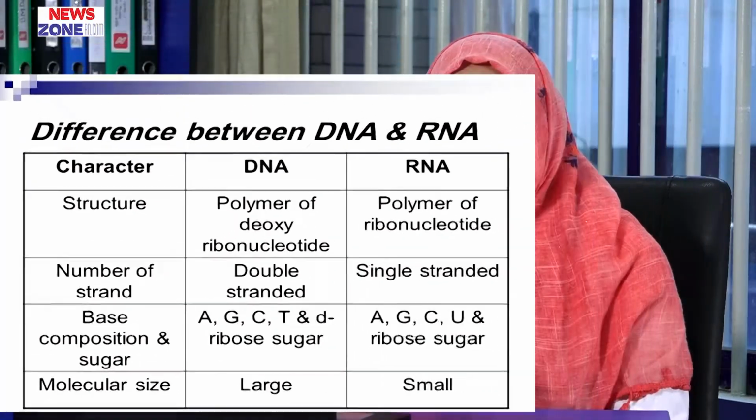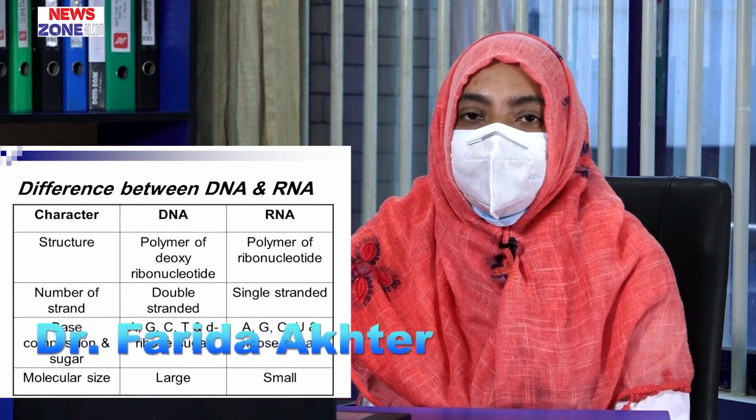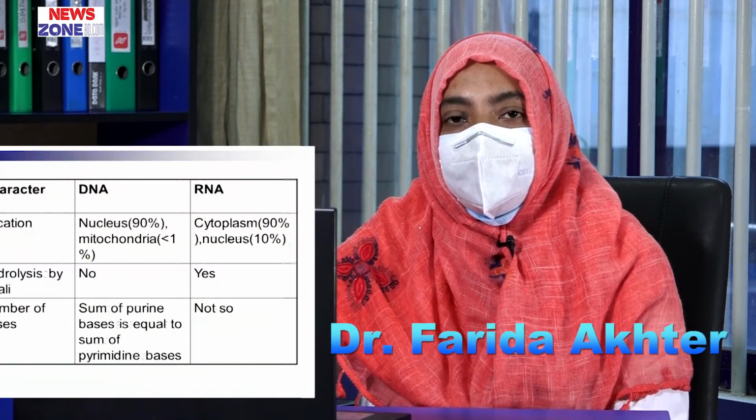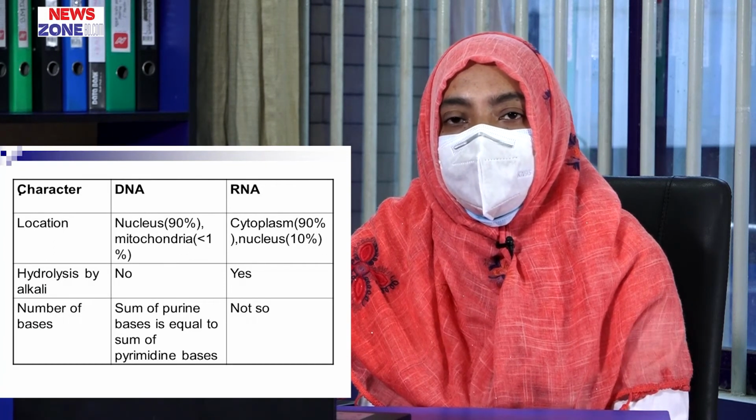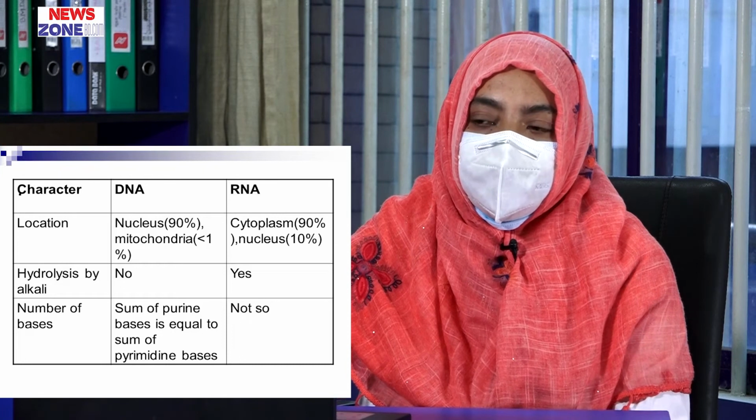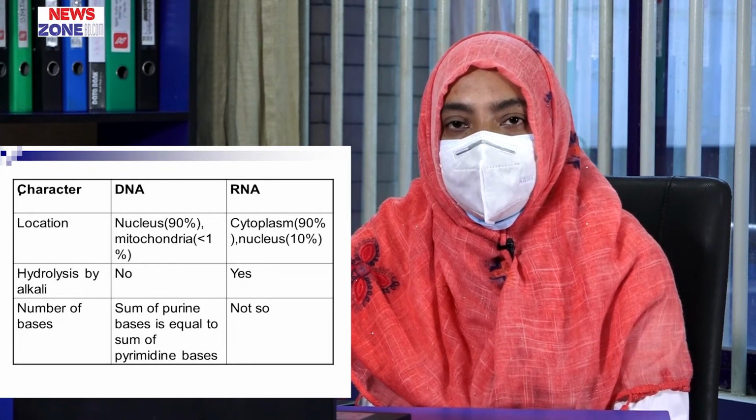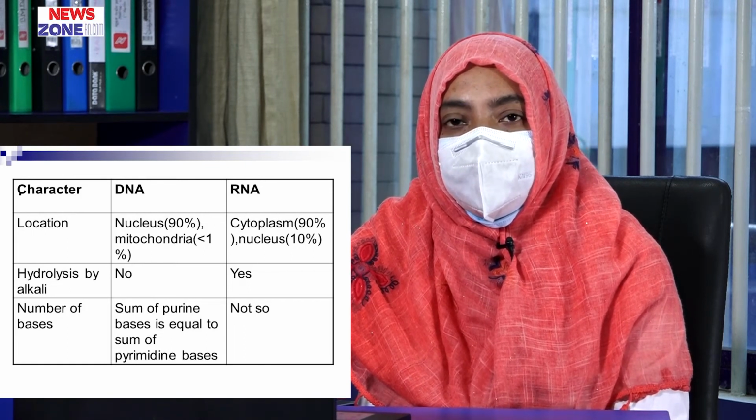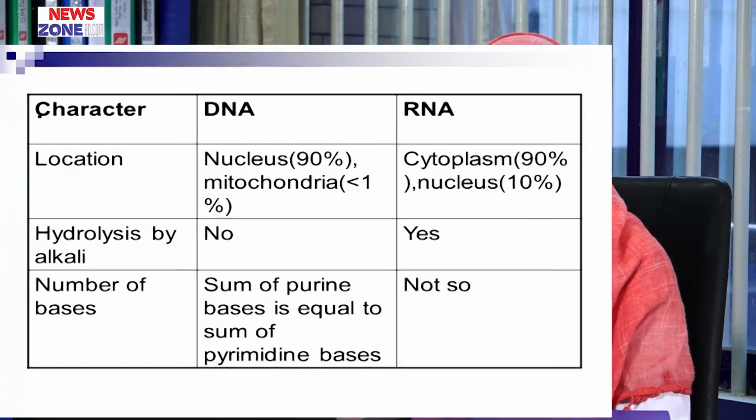Now come the molecular size. Molecular size of DNA is large and the molecular size of RNA is small. Now come the location. DNA is located mainly, 90%, in the nucleus of the cell and less than 1% in the mitochondria. And RNA is mainly located in the cytoplasm, 90%, and 10% in the nucleus.